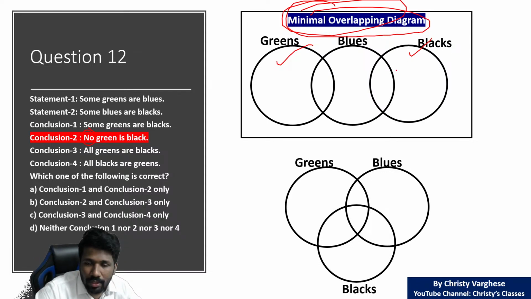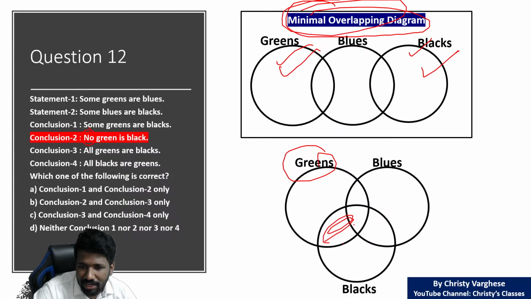So what other diagrams are possible? What if green and black have an intersection like this? Does that contradict any of the statements? Green and black having an intersection like this. Does that contradict some green is blue? No, some green is still blue in this diagram. Some blues are blacks, some blues are still black in this diagram.